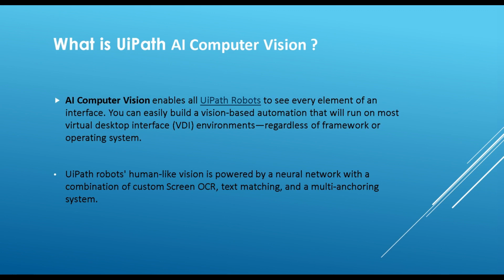So the UiPath robots' human-like vision is powered by a neural network with a combination of custom screen OCR, text matching, and multi-anchoring system. So this computer vision is built on neural network technology and OCR, so it can directly find out what elements are present in the particular screen. It is not based on the locators, but this neural network will identify each and every parameter inside the screen, and it will match that particular field to some anchor. Okay, so that's how AI computer vision is working.